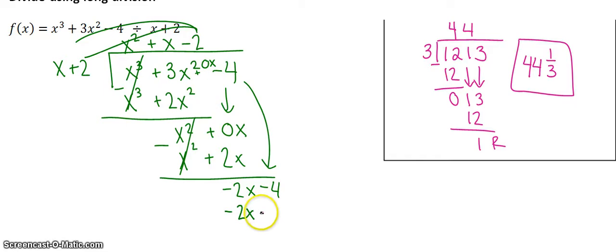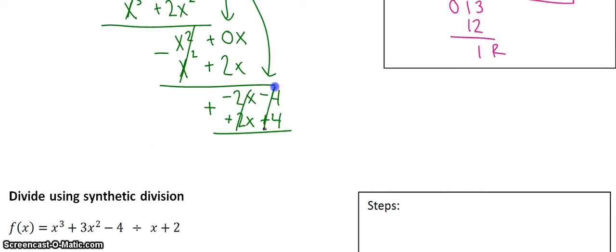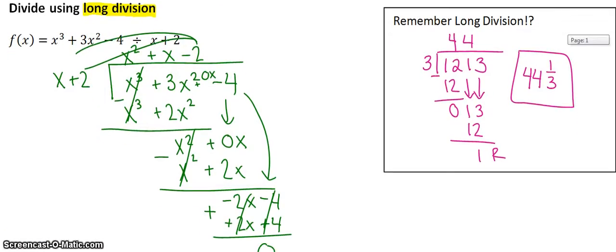Negative 2 times positive 2 gives me negative 4. If I subtract those, or if you prefer, you can distribute out the negative and make this plus, and then a negative is positive. So really everything cancels out here and you get 0, which means I have no remainder. So my final answer would be x squared plus x minus 2.